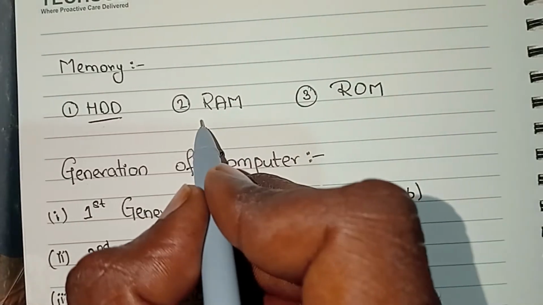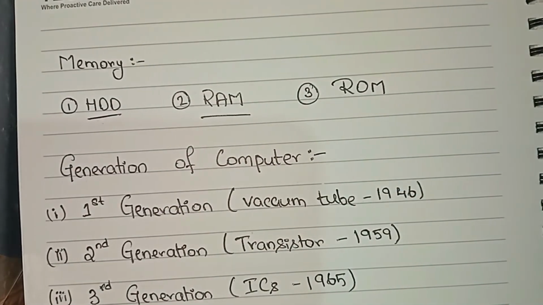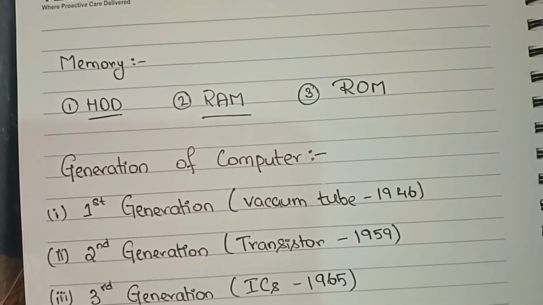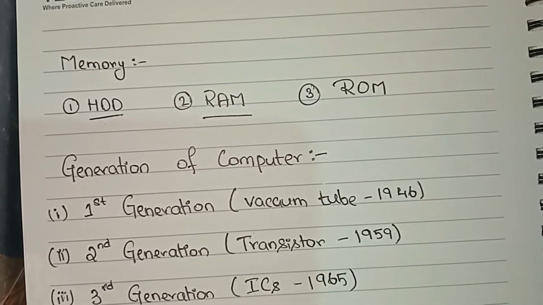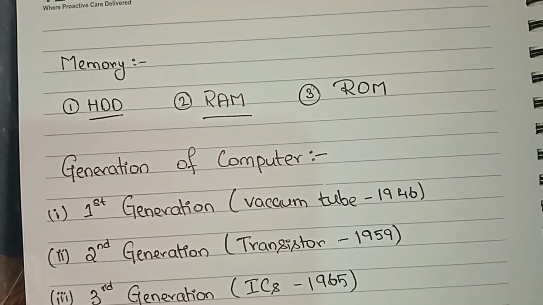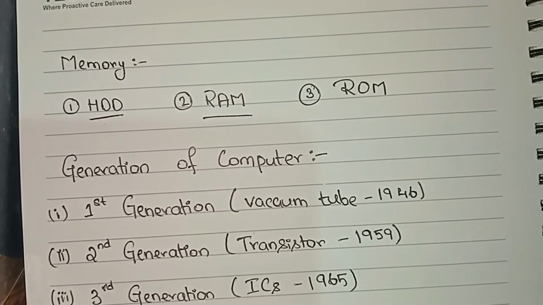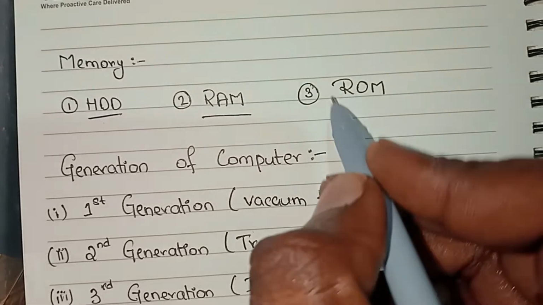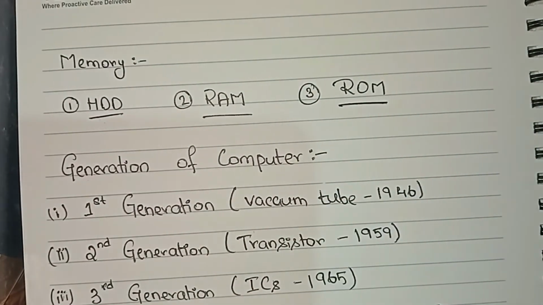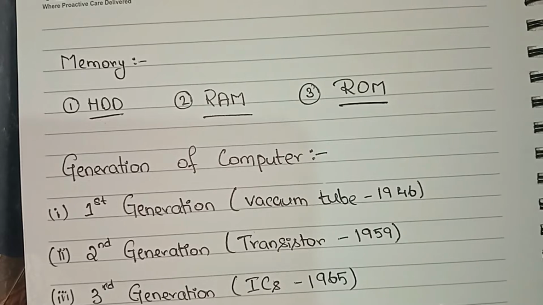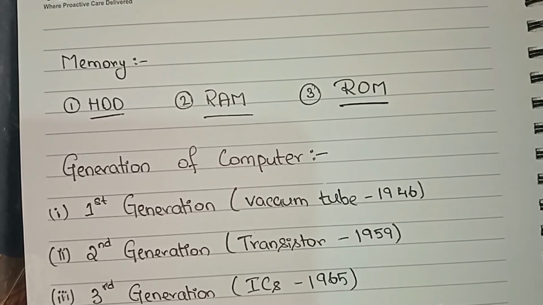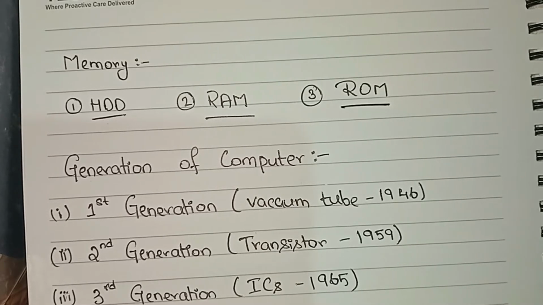Then random access memory is a part of the computer storage memory which can be accessed at any point of time, multiple times, and it is easily available. Read only memory only reads the data. It cannot write it. It only reads the data which is given and stored in the memory.